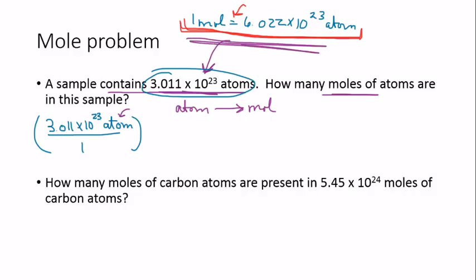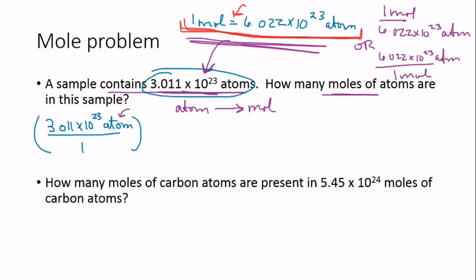Anytime you have an equivalency statement like this up here, you can make 2 fractions out of it. That's to say, I could say in 1 mole, there is 6.022 times 10 to the 23rd atoms, or the reciprocal is also true, 6.022 times 10 to the 23rd atoms is equal to 1 mole. So what I have up here are actually 2 ratios, or 2 little fractions, that I can use as what we call a conversion factor.